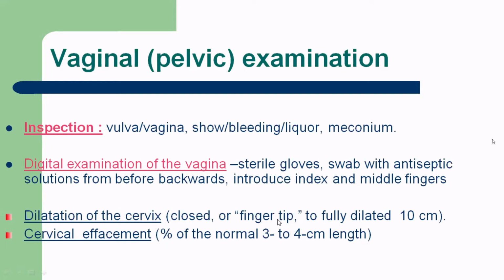Or early labor, or it can be in various stages. It can be 2 centimeter, 3 centimeter, or when it is fully dilated, it is 10 centimeter. And you also should notice the cervical effacement, or shortening or thinning of the cervix, that is expressed in terms of percentage of the normal 3 to 4 centimeter length. Okay, that we already discussed.